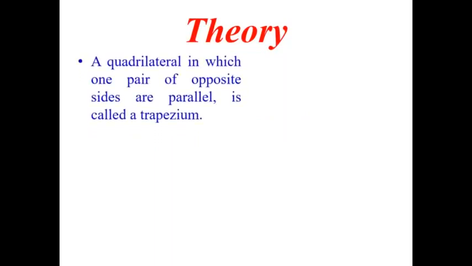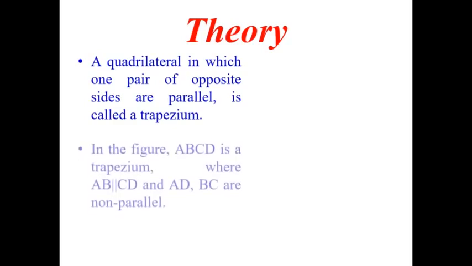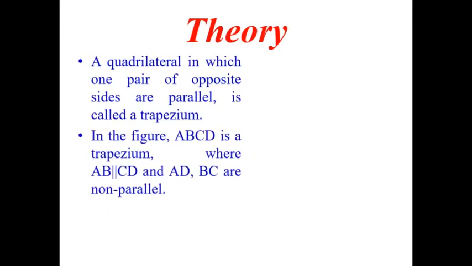So first, concept of a trapezium: a quadrilateral in which one pair of opposite sides are parallel is called a trapezium. So in the figure, ABCD is a trapezium where AB is parallel to CD and AD and BC are non-parallel sides. So here is the figure.